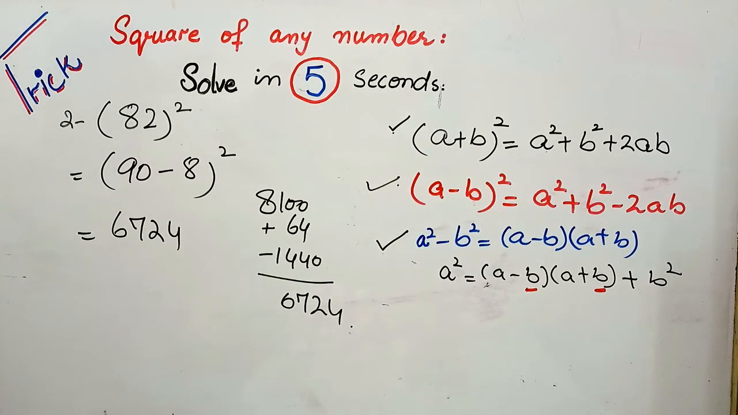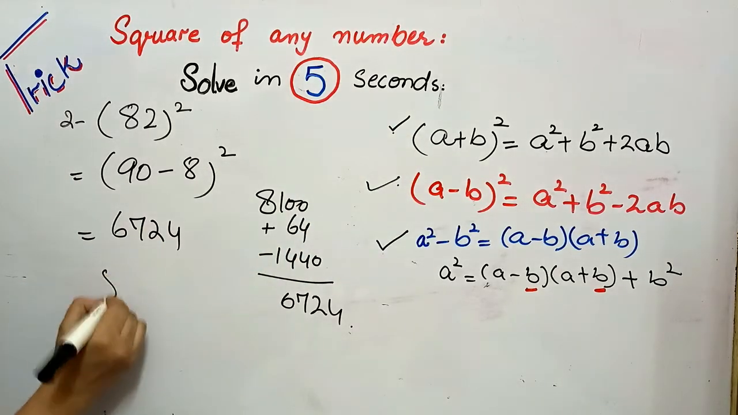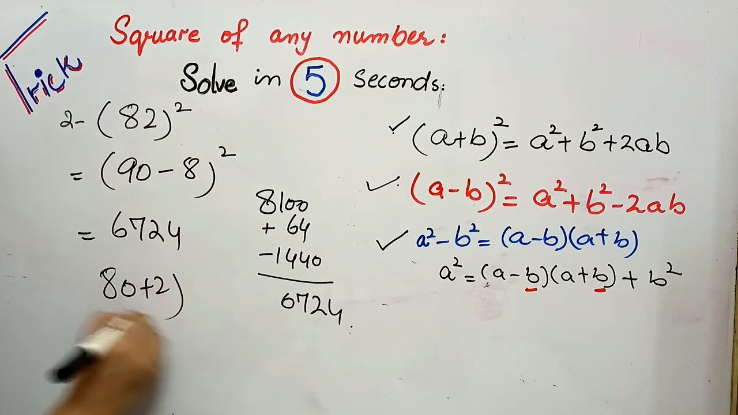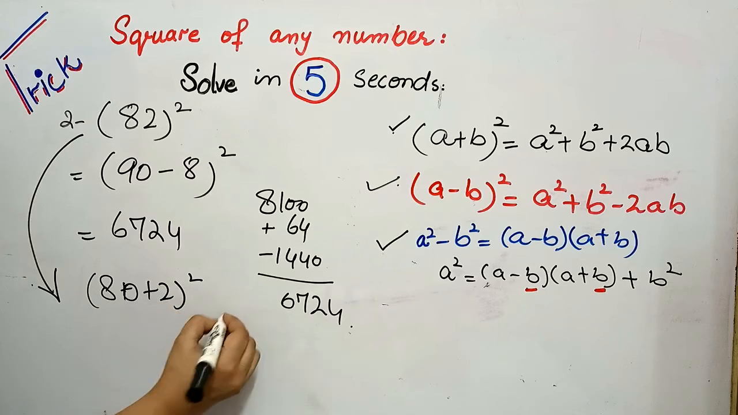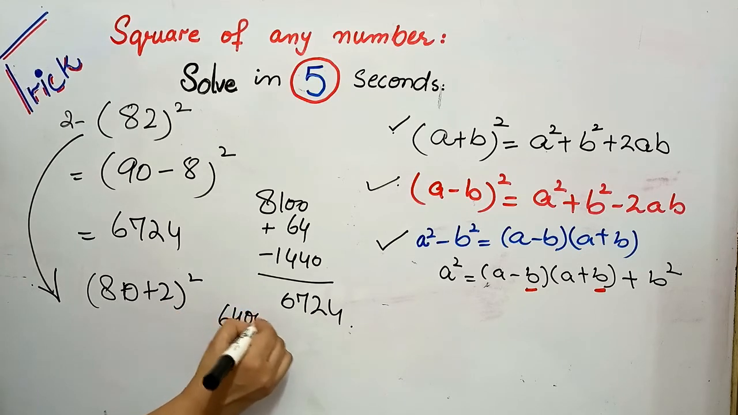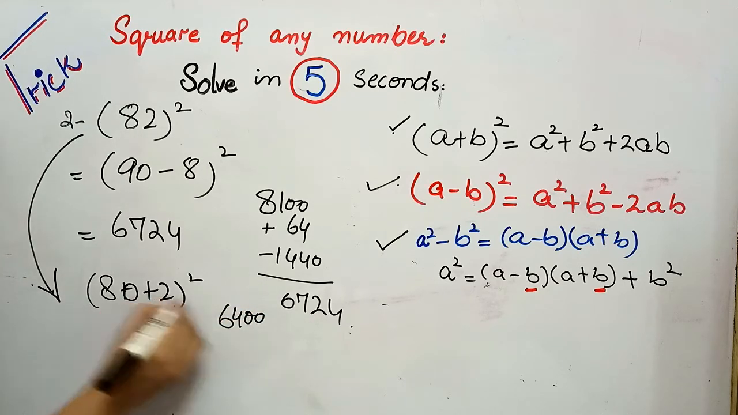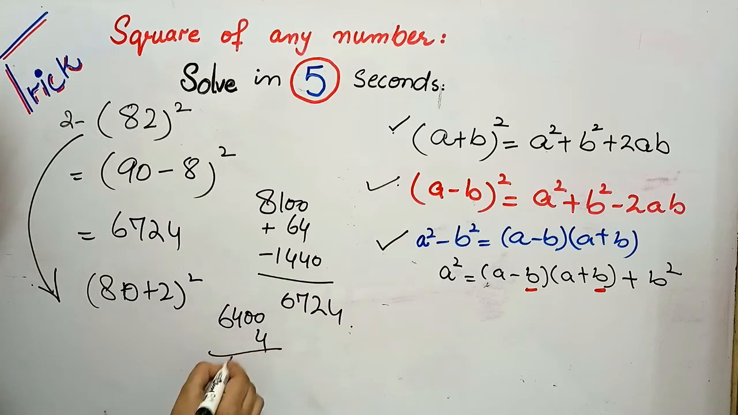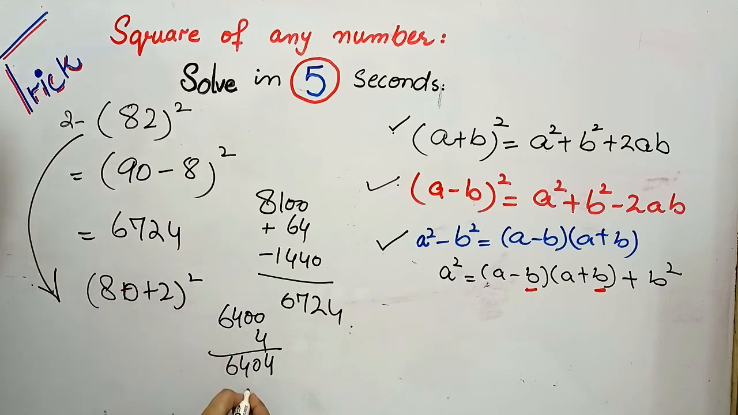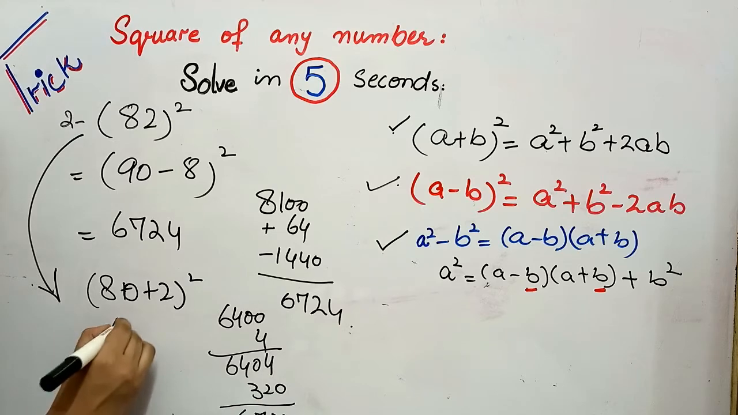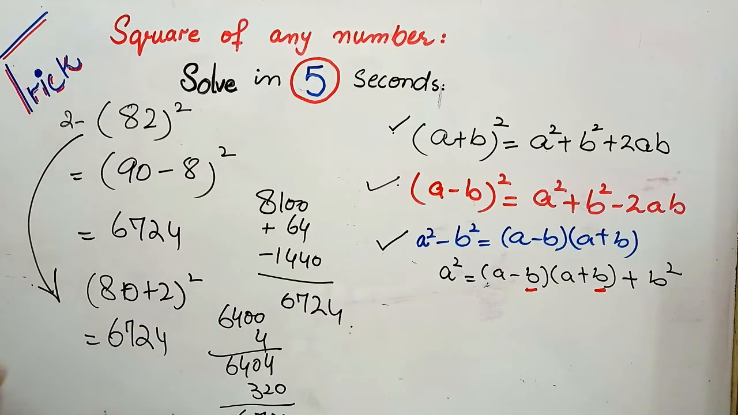Fine. If I use this formula, it will be 80 plus 2 whole square. 80 square is 6400, plus 2 square is 4, so it will be 6404, and you have to add 320. So 6724. So simple it is.